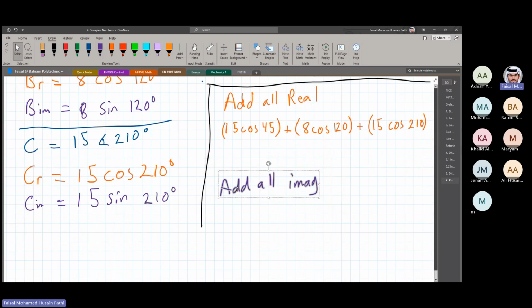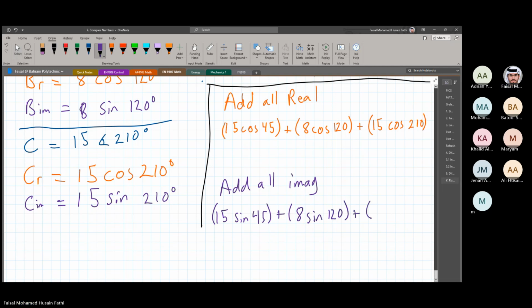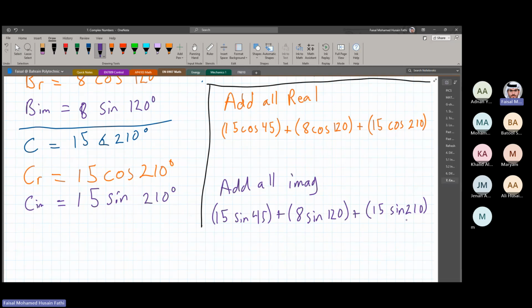We're going to add all the imaginary, which in this case is 15 sine 45. Can someone add all of these for me in the calculator and give me the final answer? 15 sine 45 plus 8 sine 120 plus 15 sine 210.